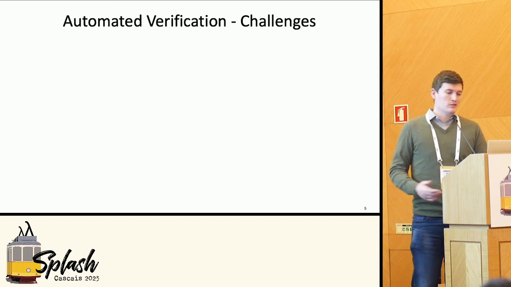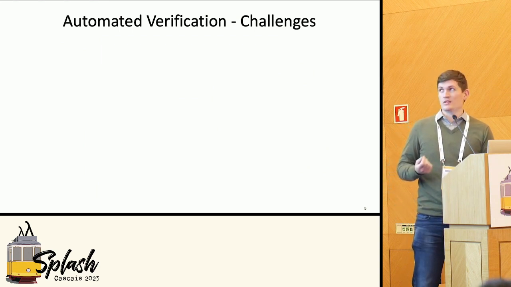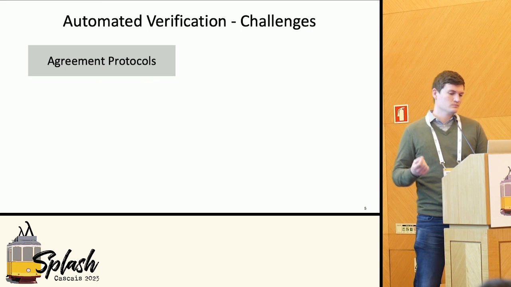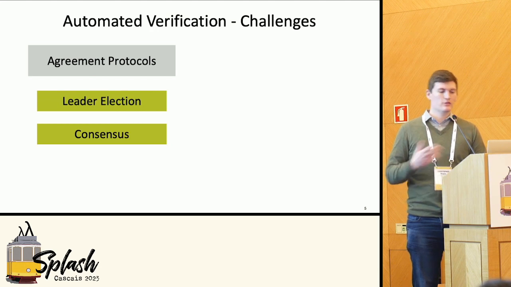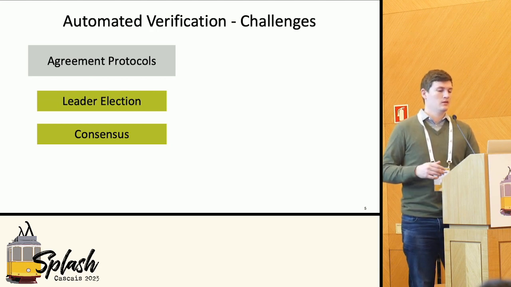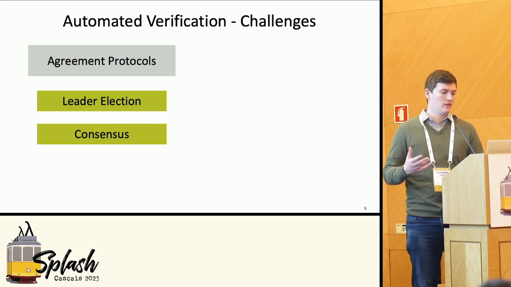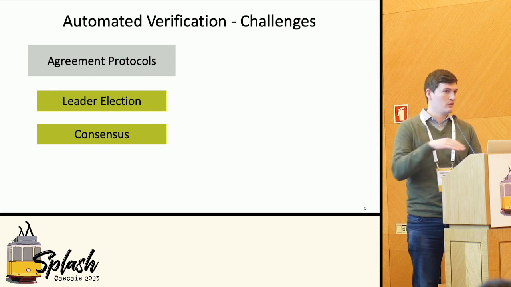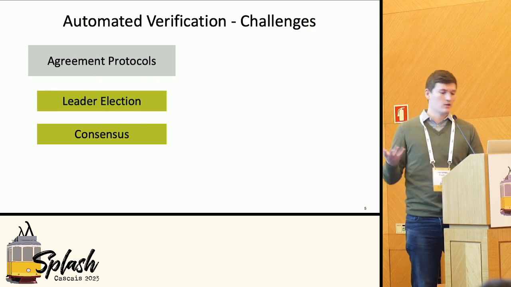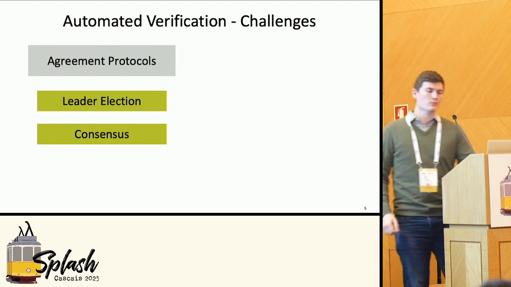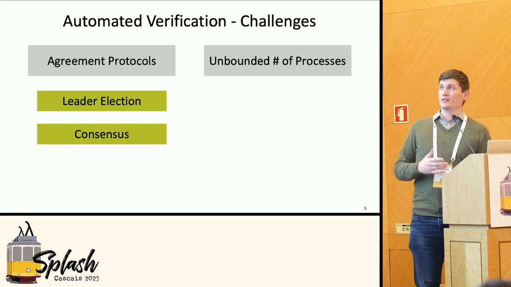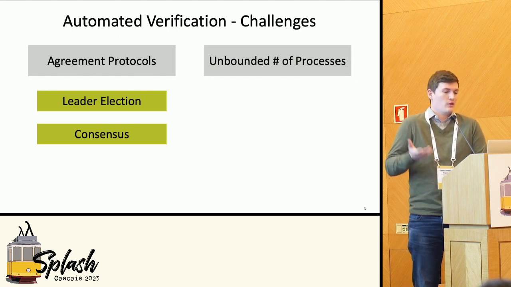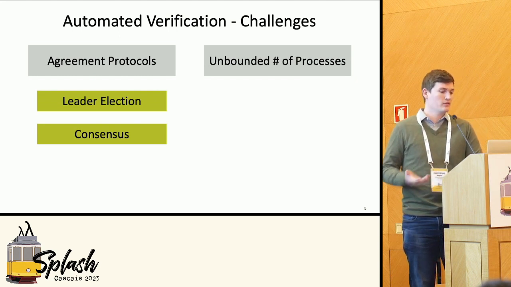As it turns out, the distributed systems we're interested in are pretty complex. For a start, we want to target systems which are built on agreement protocols like leader election and consensus. These agreement protocols have complex behaviors which are challenging to verify on their own, let alone as part of a larger system. Now, to make matters worse, these systems are often designed to scale, so we don't necessarily know how many processes the system is going to have.